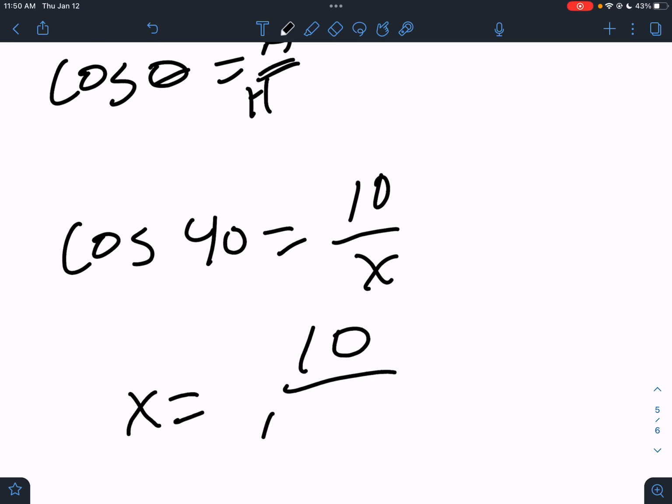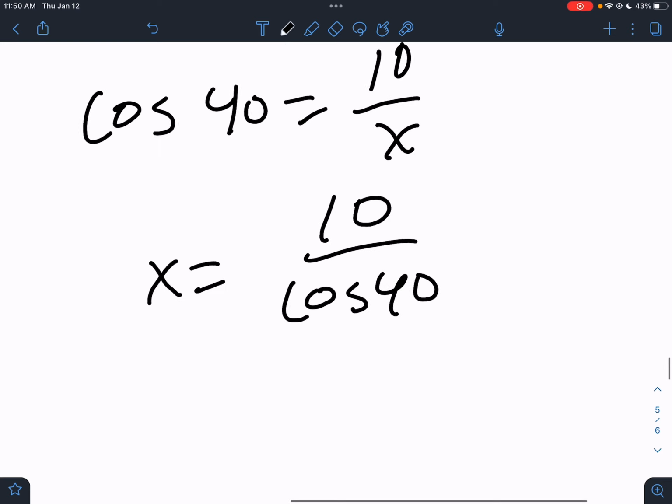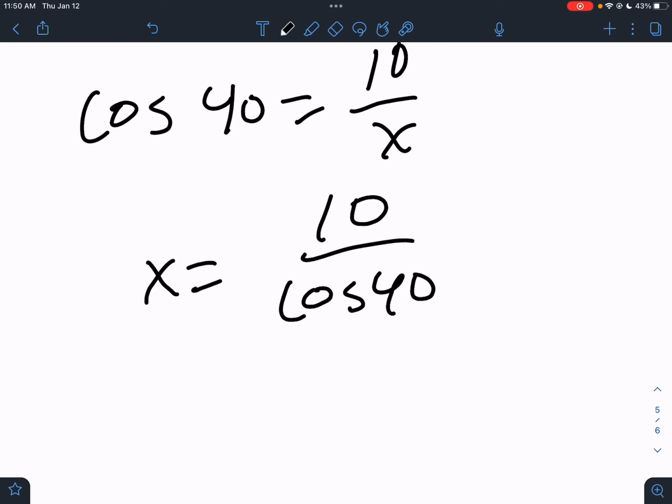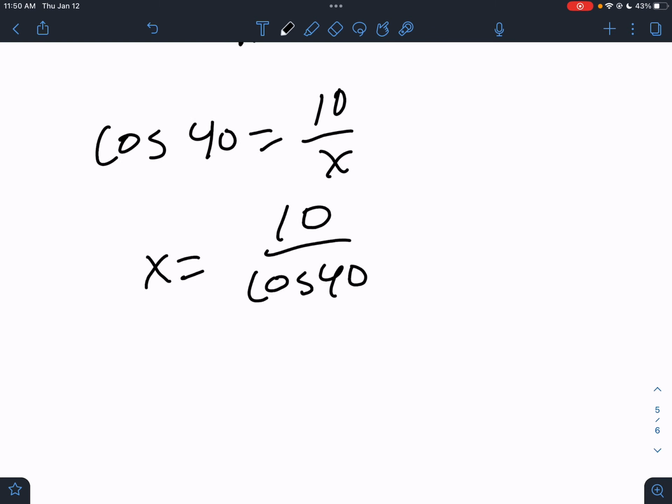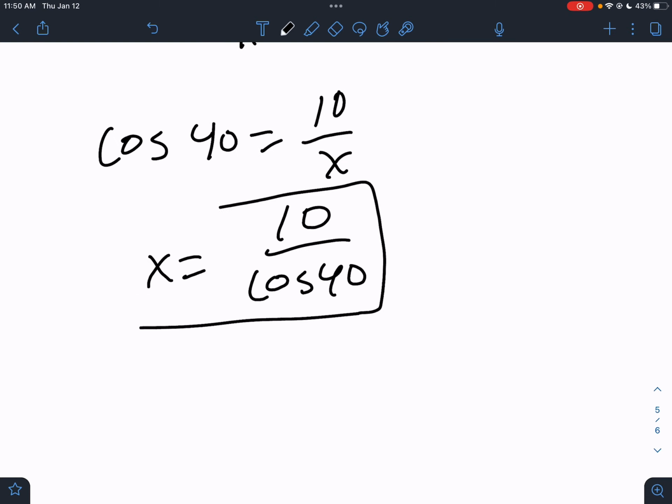So it's going to be 10 divided by the cosine 40. And I know I said you can't leave decimals in the denominator. We are not going to learn how to fix that right now. We're just going to leave it like that. That actually is the answer.